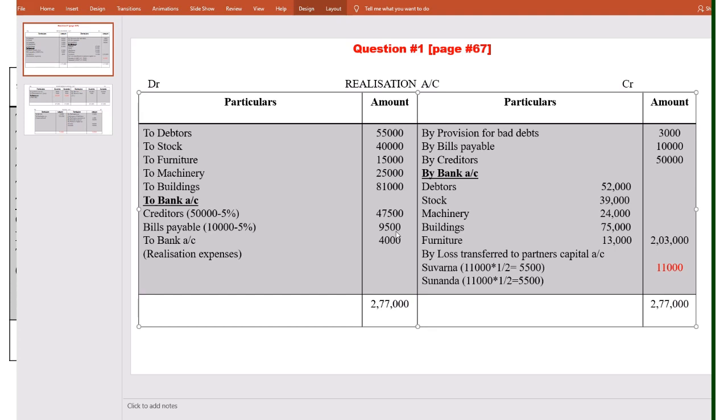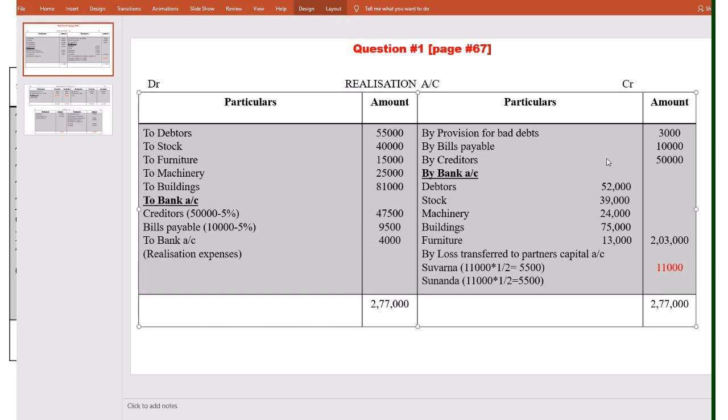And next, dissolution expenses amounted to rupees 4,000. So dissolution expense is also paid through bank itself. Here you can write To dissolution expenses, or To bank account. Since it is already written as bank account, you can write realization expenses or dissolution expenses, they are one and the same. So you'll be writing 4,000 here.